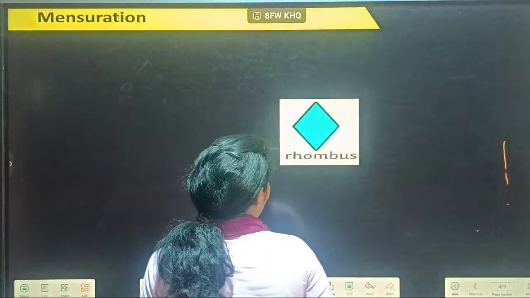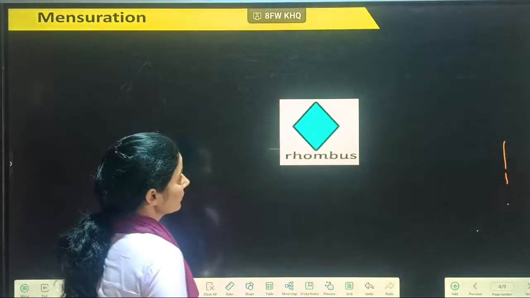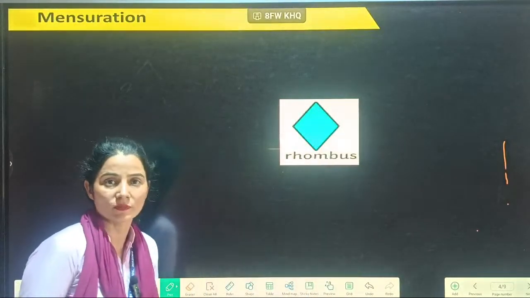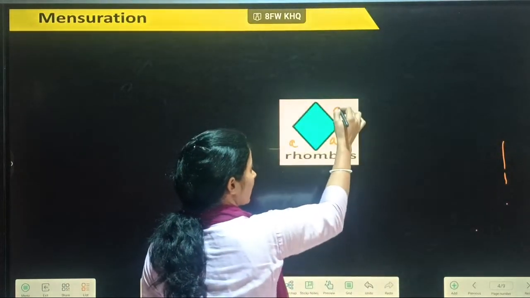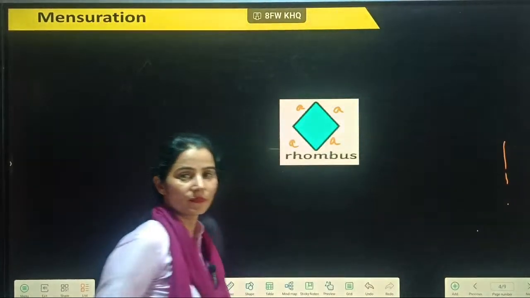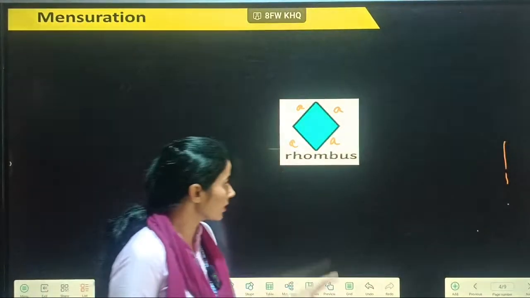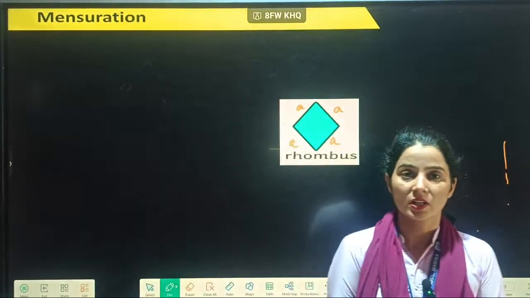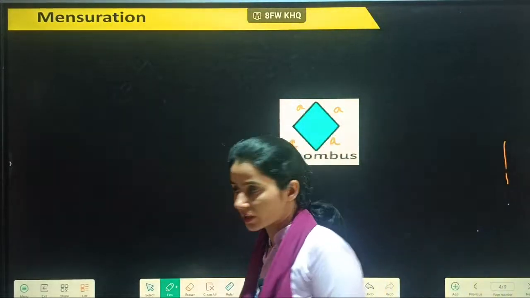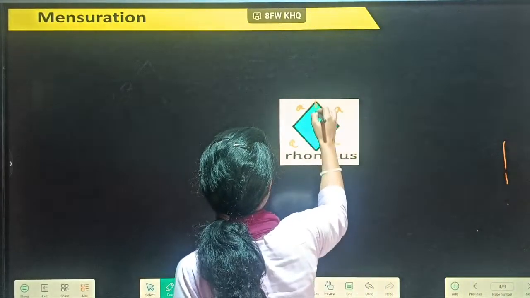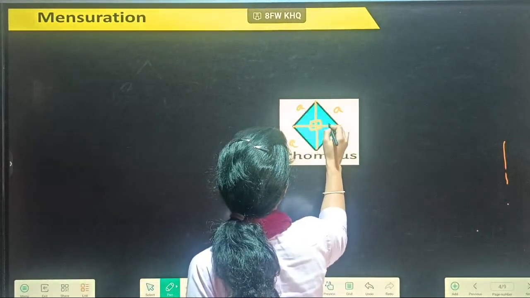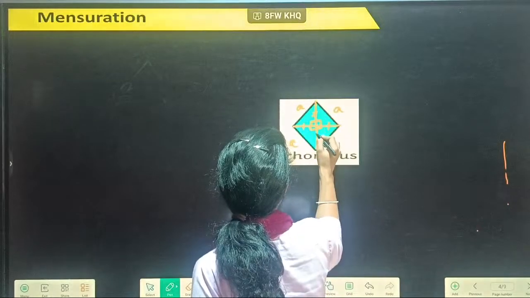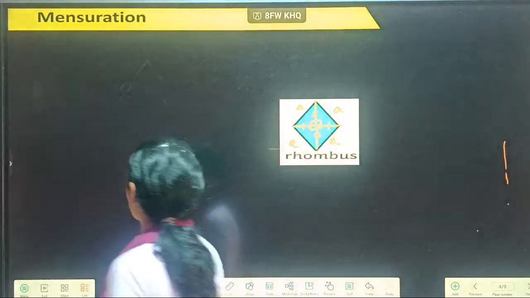Next 2D shape is rhombus. So what are the properties of a rhombus? All sides are equal. Let us consider this side is A, this also A, this also A, and the next also A. First property of a rhombus is all sides are equal. Diagonals bisect each other at 90 degrees. This part is equal to this one and this part is equal to this one.